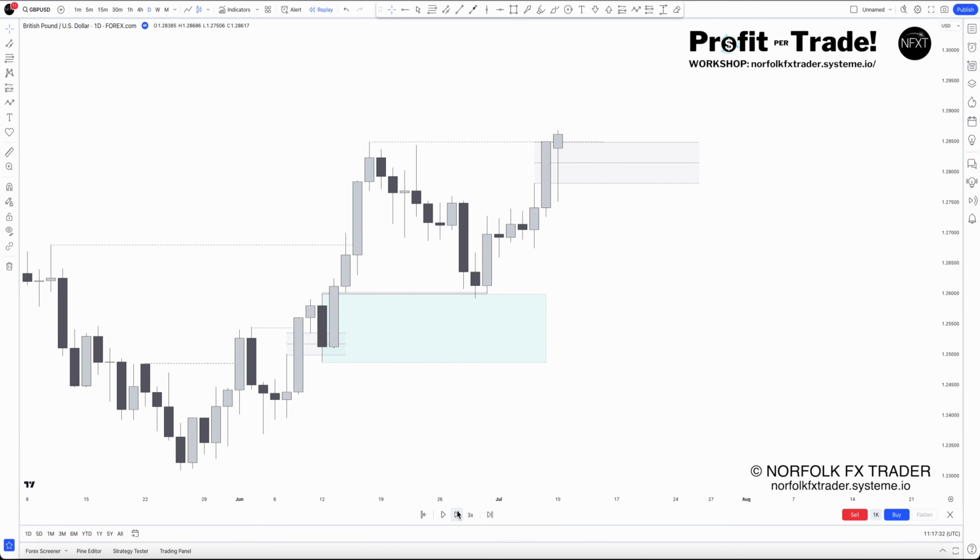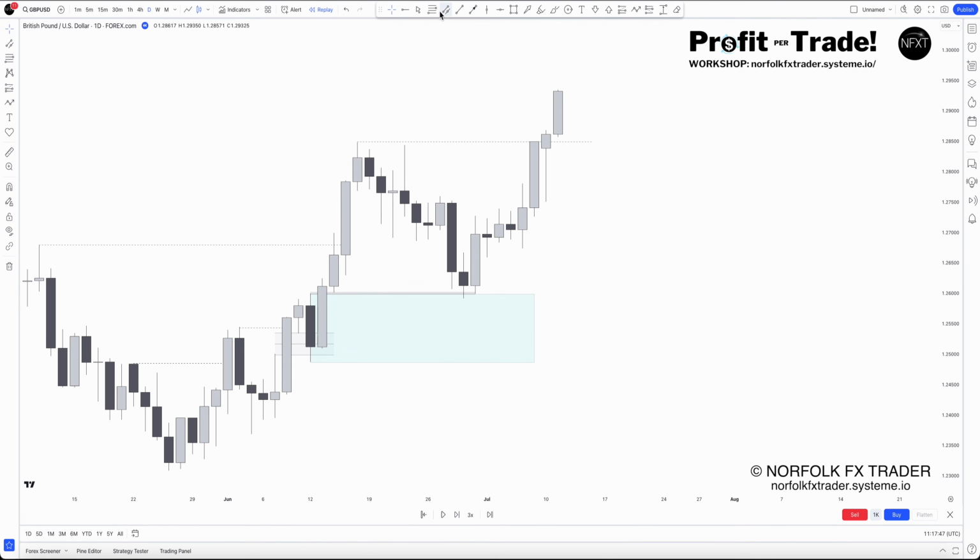That's what we're looking for. Okay, there you have it. That's how you can identify these gaps before they even happen. Now we've actually fully closed through, potentially look for that continuation higher. And there's a continuation higher.